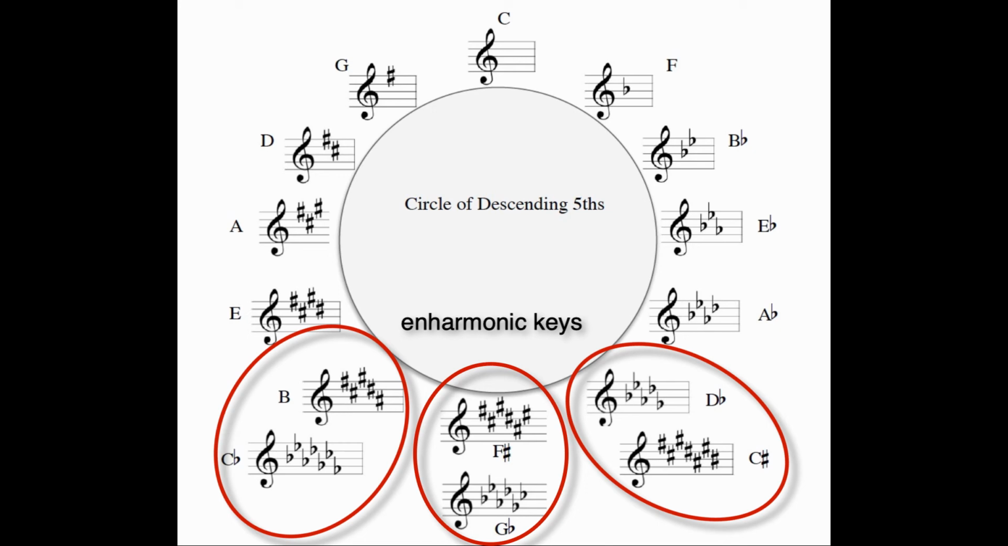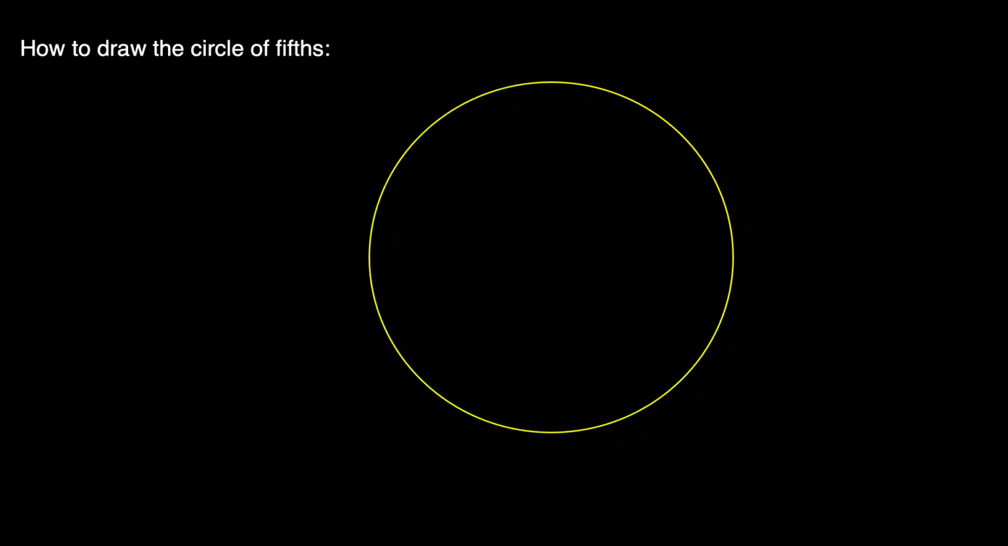To memorize and draw the entire circle, follow these steps. Number 1, draw a circle. Number 2, across the top, write the 3 easy keys, G, C, F. Some people remember back from math class, greatest common factor.